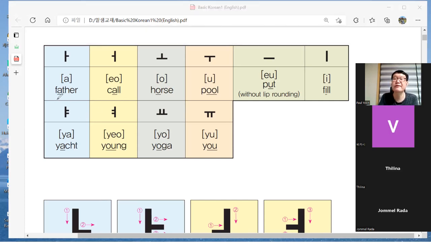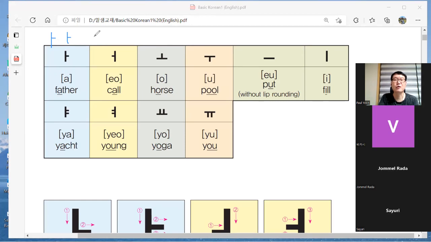In English, for father, the "ah" sound. Again, how to write it? One, two. Okay, good. And next, "all".